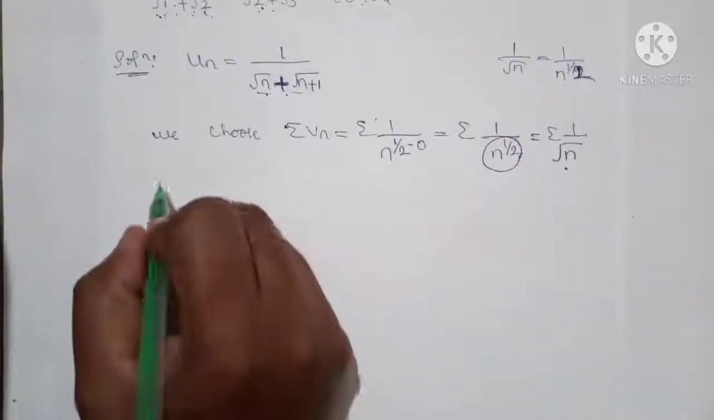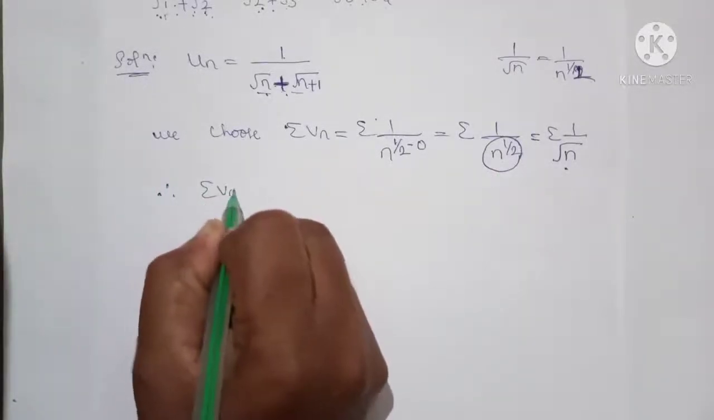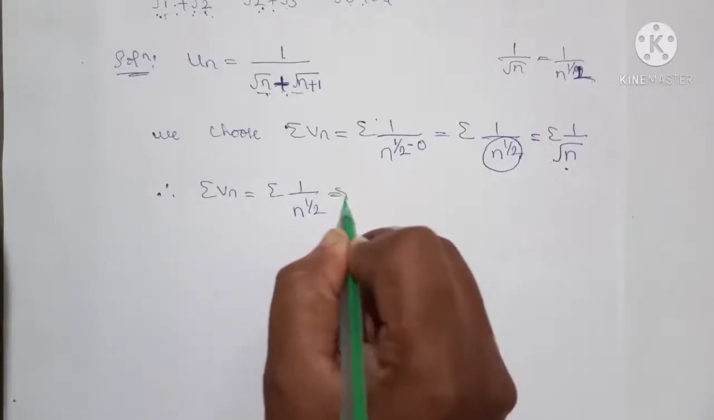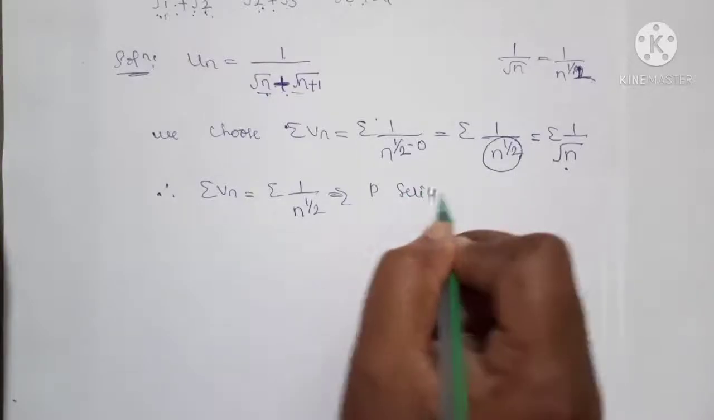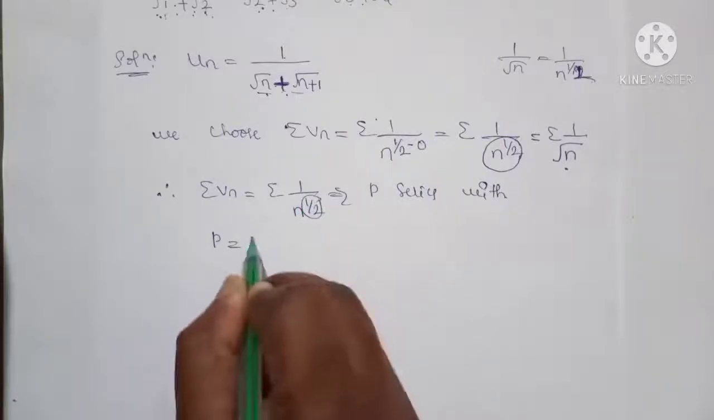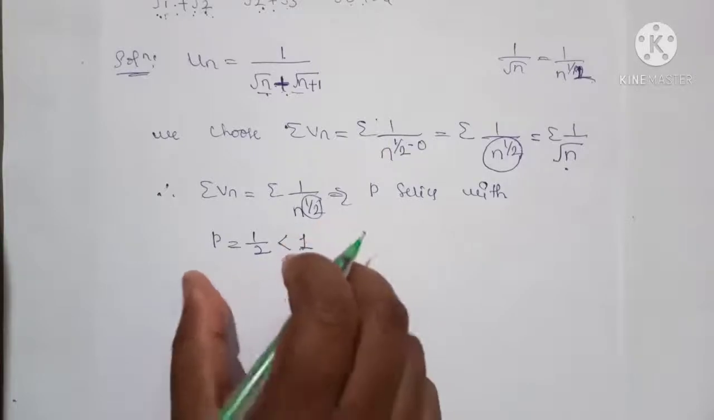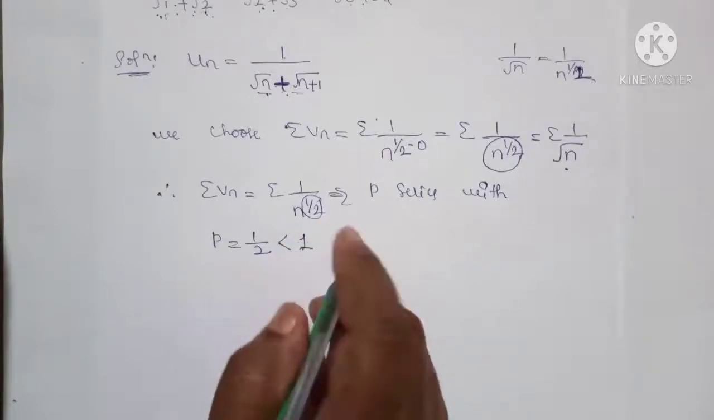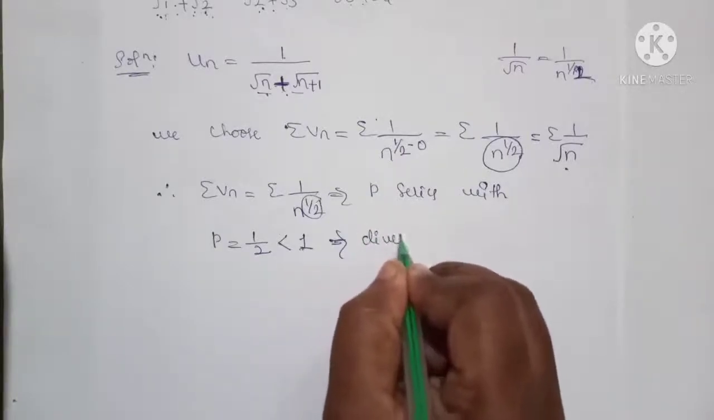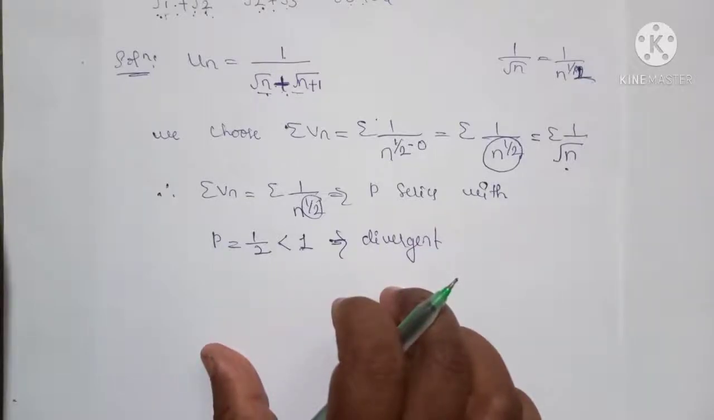So you can test this series here itself. Therefore summation Vn is equal to summation 1 divided by n raised to 1 by 2, which is a p series with p equal to 1 by 2, which is less than 1. So if p is less than or equal to 1, then we get divergent.